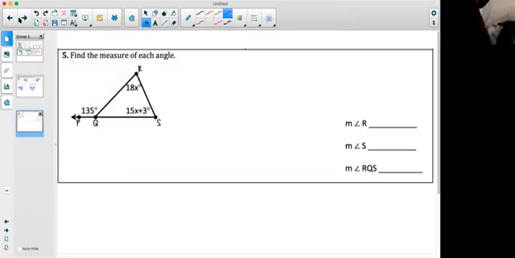I'm good. I get it. Okay, good. She's so excited about triangles, you guys. I've been teaching her every day and she just can't wait to hear more.